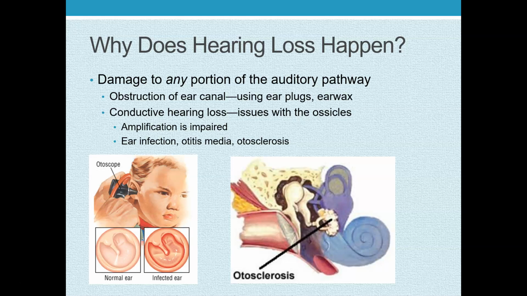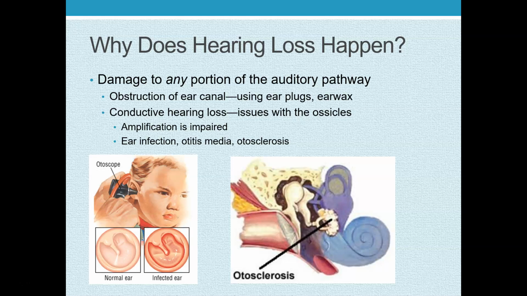It can occur through obstruction to the ear canal. If you use earplugs too much, that can lead to hearing loss, albeit a temporary one. We know that if you use an earplug, it basically blocks the ear canal. It cuts back on some of that filtering. And thankfully, that's temporary. You just remove the earplug and you're done. Don't get an earplug stuck in there. You can also have obstruction to the ear canal that will affect hearing if you have too much earwax buildup. In addition, you can have conductive hearing loss.